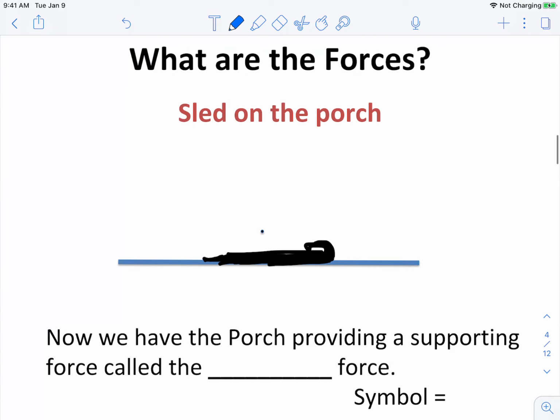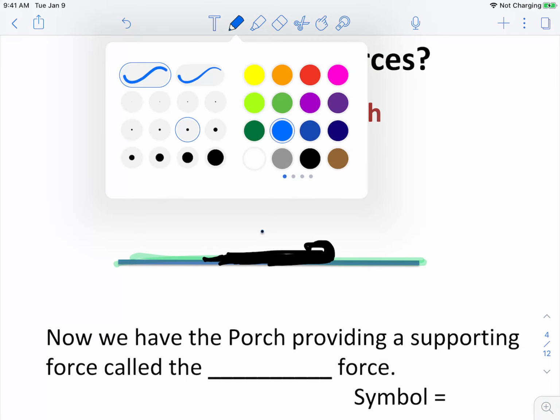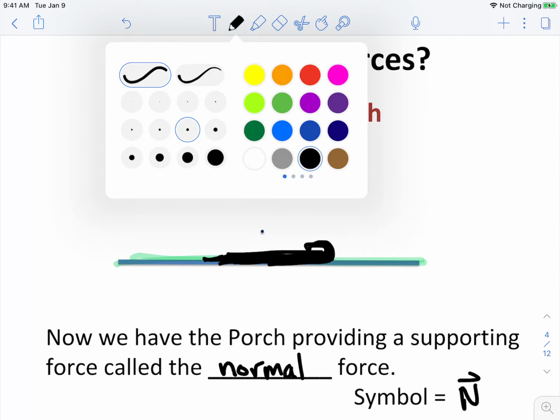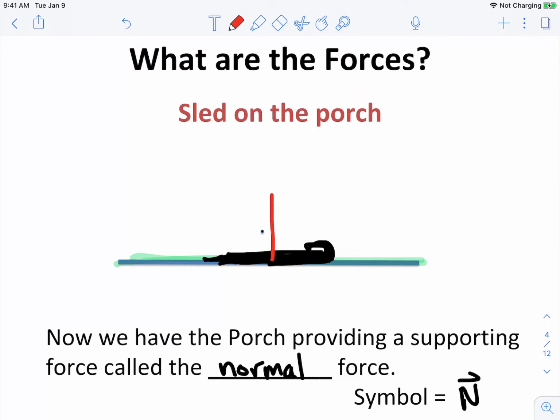All right, here we have a sled that's sitting on a porch. Now the sled's not in free fall. It's actually stuck, and it's kept from falling by this surface. This surface is what we call a normal force, which you can put right in here. We use a capital N with a vector symbol above it. The normal force is the force of a surface pushing on the object.